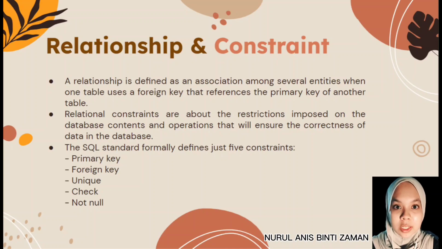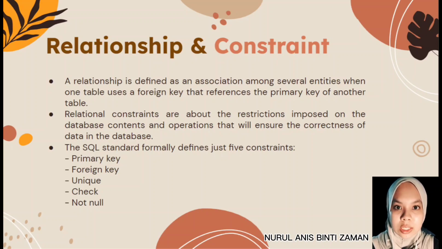A relationship is defined as an association among several entities when one table uses a foreign key that references the primary key of another table. It has three types of relationships, which are one-to-one, one-to-many, and many-to-many, that can be applied to a relational database. Meanwhile, relational constraints are the restrictions imposed on the database contents and operations that ensure the correctness of data in the database.